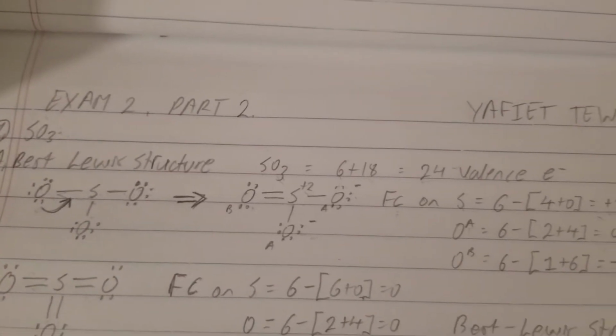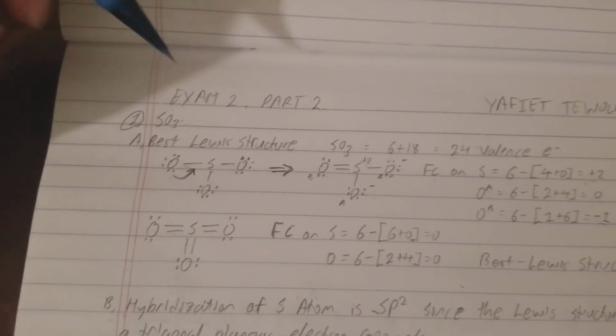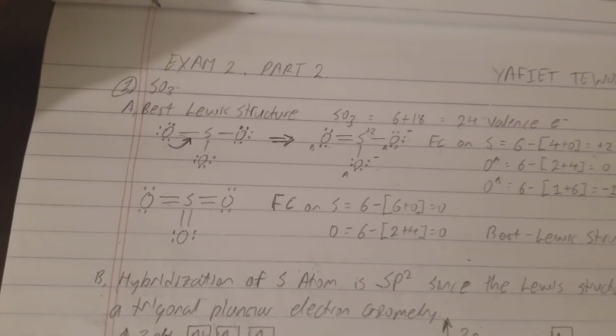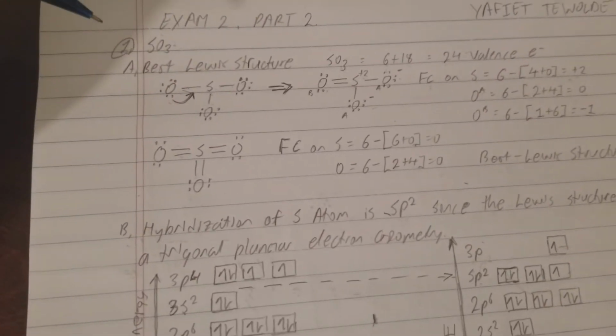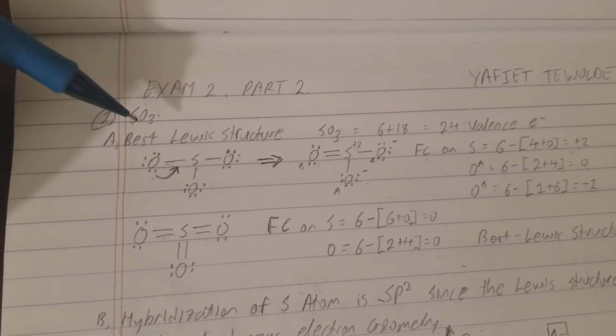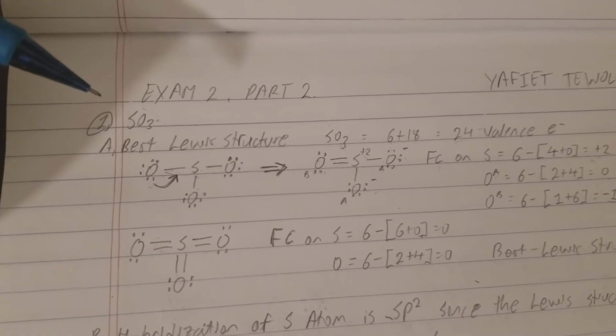Hello, how you doing? This is me, Yafiyet Tawaldi, and I'm doing an explanation on Exam 2, Part 2, question number 1. The question asks us what the best Lewis structure for SO3, or sulfur trioxide, is.